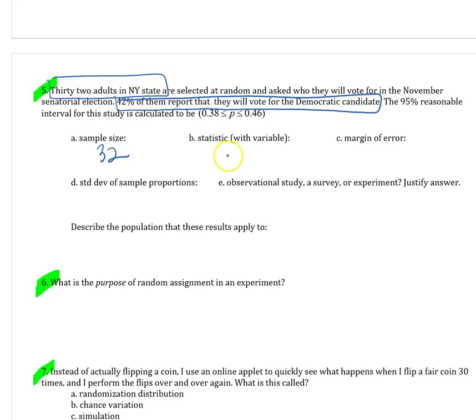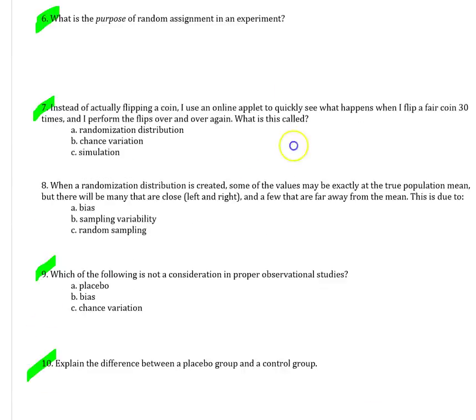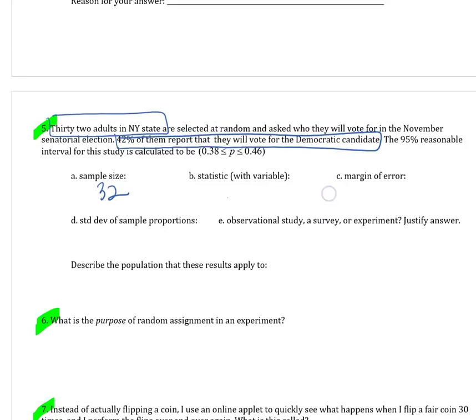So the variable there is a p-hat, whoopsies, is a p-hat because it's not how many people are voting so much as what proportion of people are voting a certain way. Success versus failure. You're either voting for the Democratic candidate or you're not. So your p-hat is 0.42. Okay, the reasonable interval that they came up with was given to you.